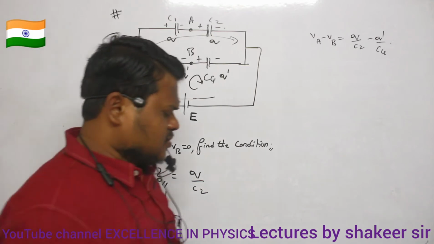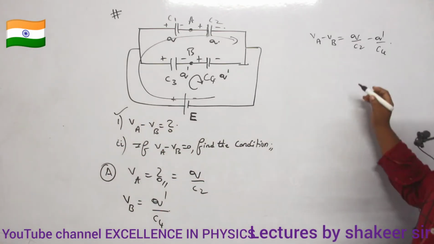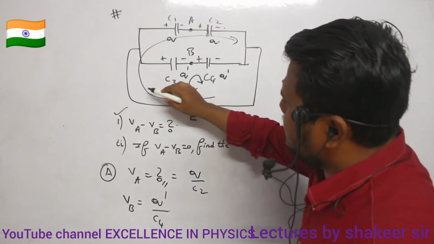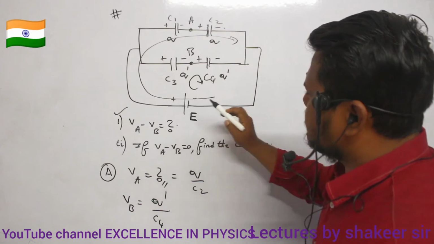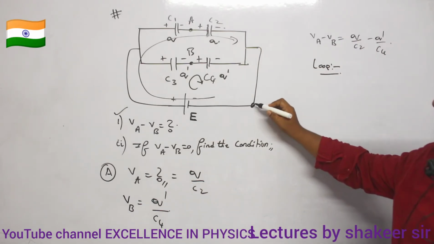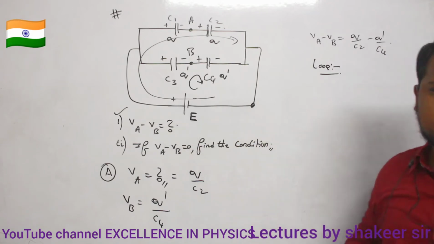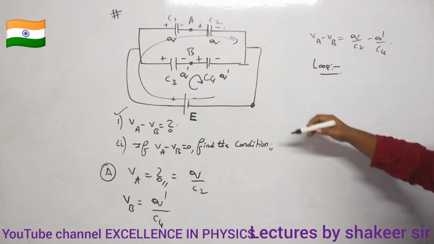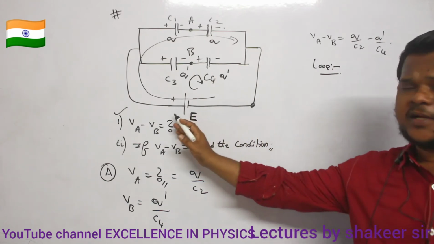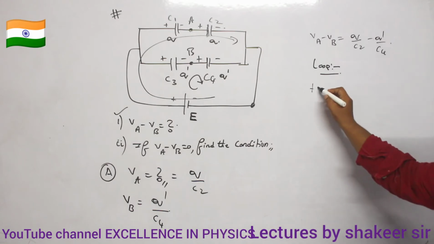Come on. First of all, let us take loop number 1, starting from here, going throughout this one and again reaching the same point. So from where shall we start? We will start from here. I am traveling like this. Plus E or minus E? I am traveling from here, so shall I take plus E or minus E? Plus E, because there is a rise of potential.